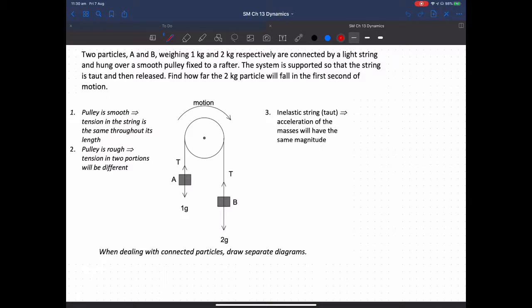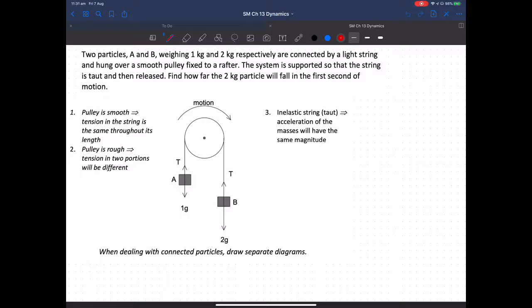So we're going to go through and look at this question and break down the parts. The first thing is we need to draw a diagram. Now I have drawn a diagram here showing the full system. When we're solving these problems, we draw the diagram into two parts, which we will do shortly. The first part looks at particle A, the second part looks at particle B.